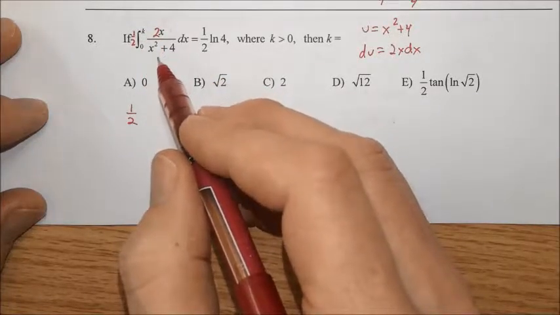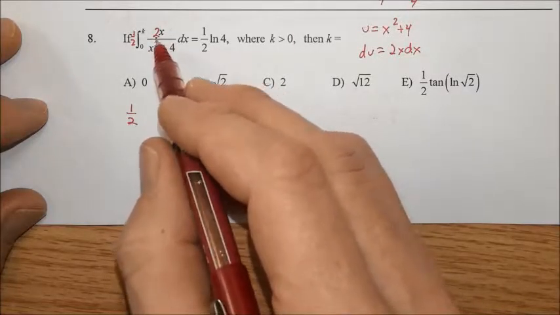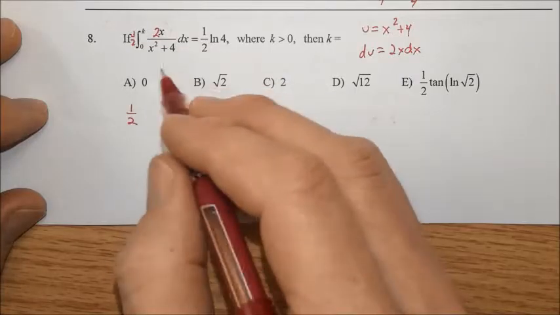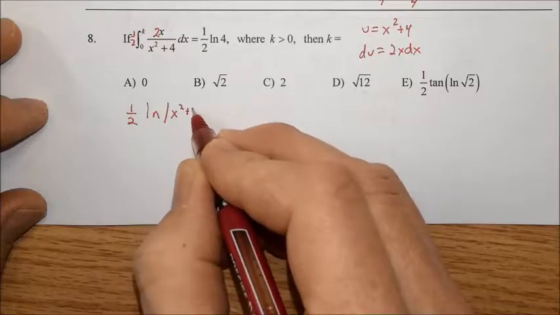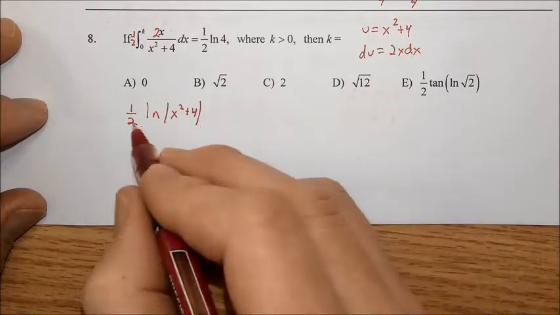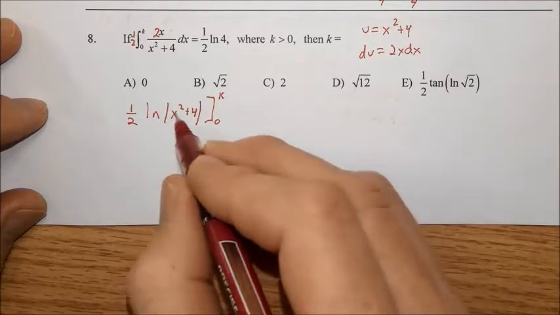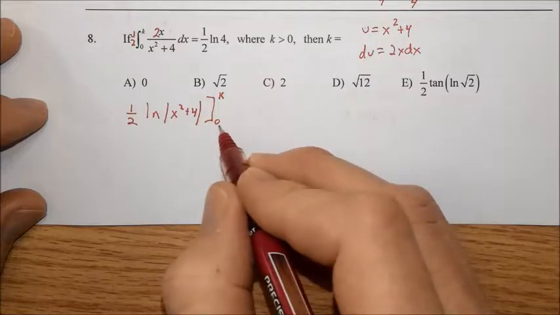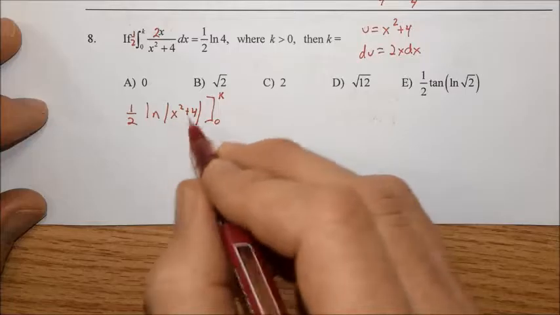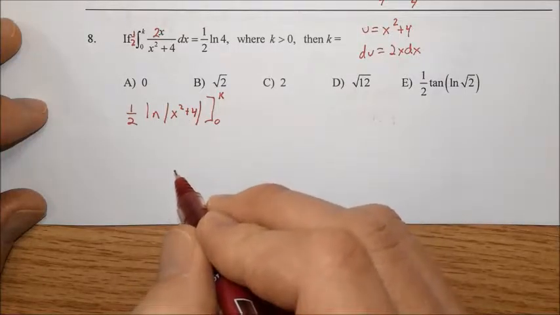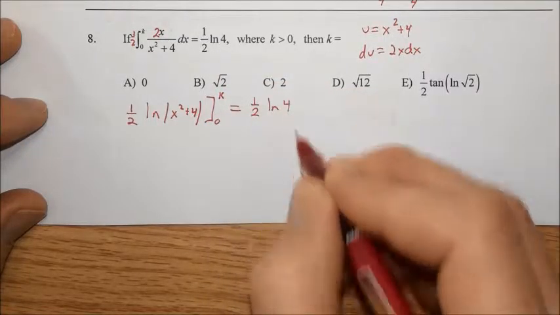So the idea being that we have x squared plus 4 in the denominator, and we have its derivative in the numerator, which means that when we take the antiderivative, we'll have the natural log of the absolute value of x squared plus 4. We have the 1/2 out front, and this is evaluated from 0 to k. If you had the natural log of u here, then this would be 4, and this would be k squared plus 4. It would work out the same, but I'm just trying to keep things as is in regards to x. We know that this is equal to 1/2 the natural log of 4.